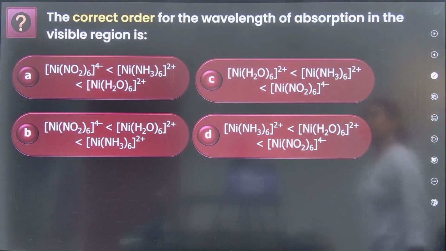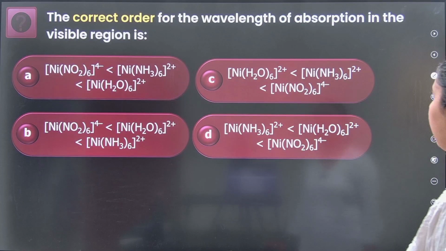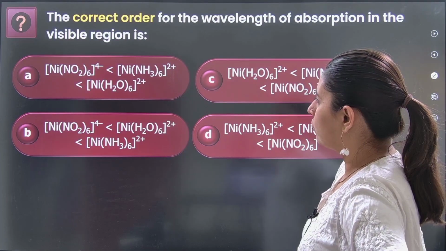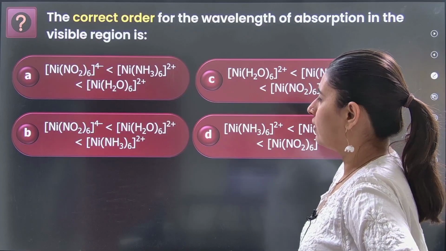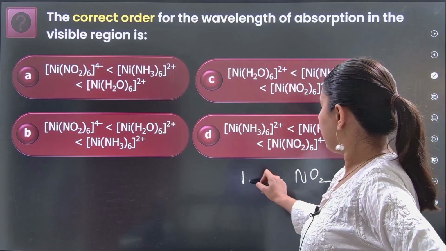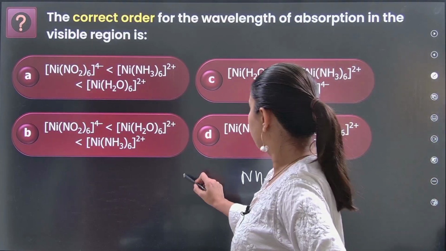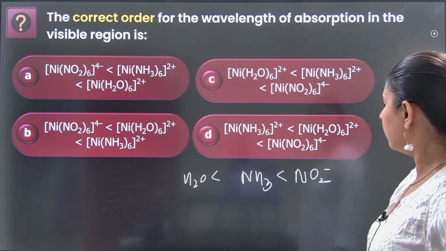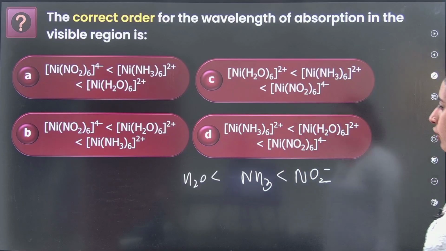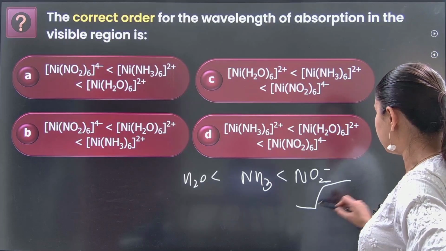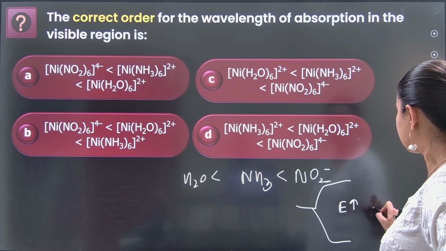Next one, the correct order for the visible wavelength of absorption in the following visible region is. Out of NO2, NH3 and water, this becomes the order: NO2 minus, NH3 and water. Now, if you know this is the order, then we can decide the stronger it is, the higher will be the E, the lesser will be the lambda.